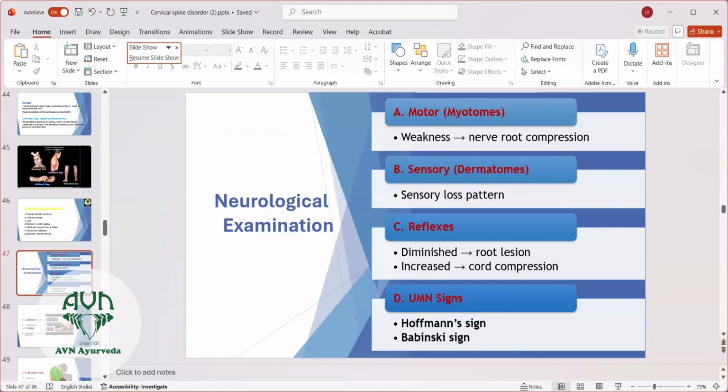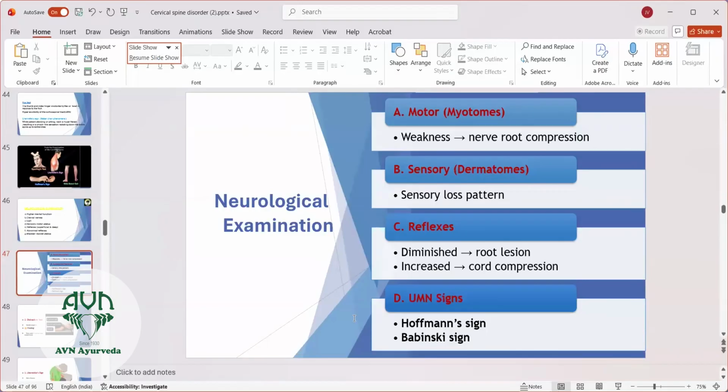If the spinal cord is compressed, then just like an upper motor neuron lesion, all the deep tendon reflexes will be exaggerated. If the reflexes are diminished, that means the nerve root is involved, just like a lower motor neuron lesion. The root deep tendon reflexes will be diminished.